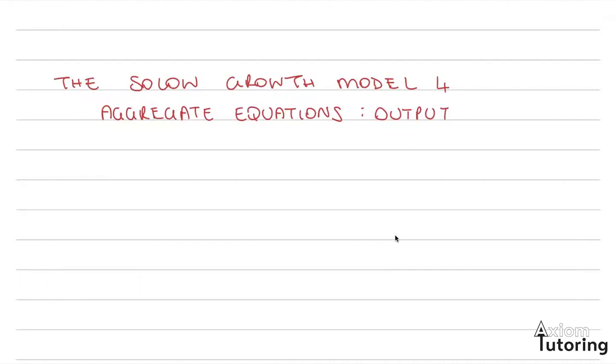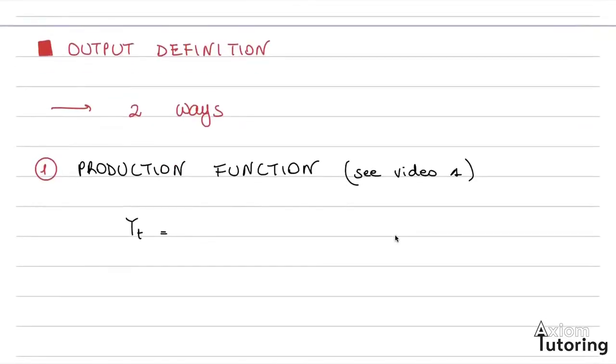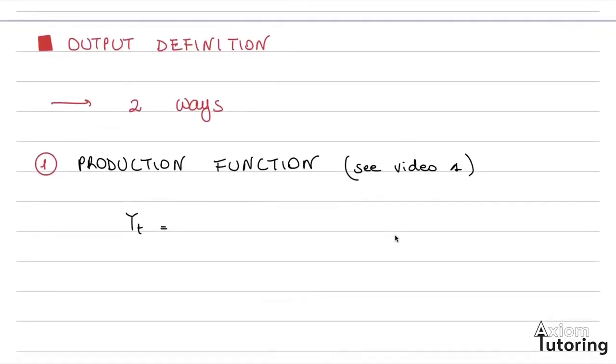Hello everyone and welcome back to this series of videos on the Solow growth model. Specifically in this video, we are going to look at how to define output and the aggregate equations that are associated with it. To begin with, let's start by saying that there are two main ways that we use to define output within the Solow growth model.